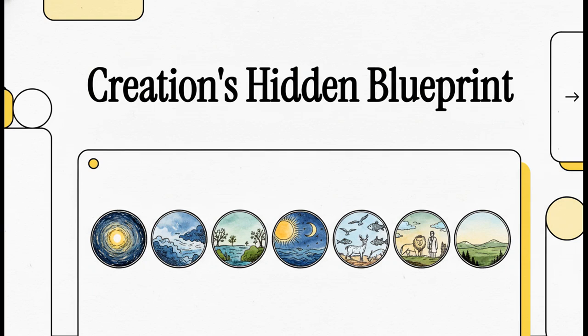You know the creation story from Genesis, right? 7 days, a sequence of events we've probably heard since we were kids. But what if the order of those days isn't just a simple timeline? What if there's a hidden blueprint, a kind of literary code that changes everything we thought we knew about the story? Well, today, we're going to decode that blueprint.